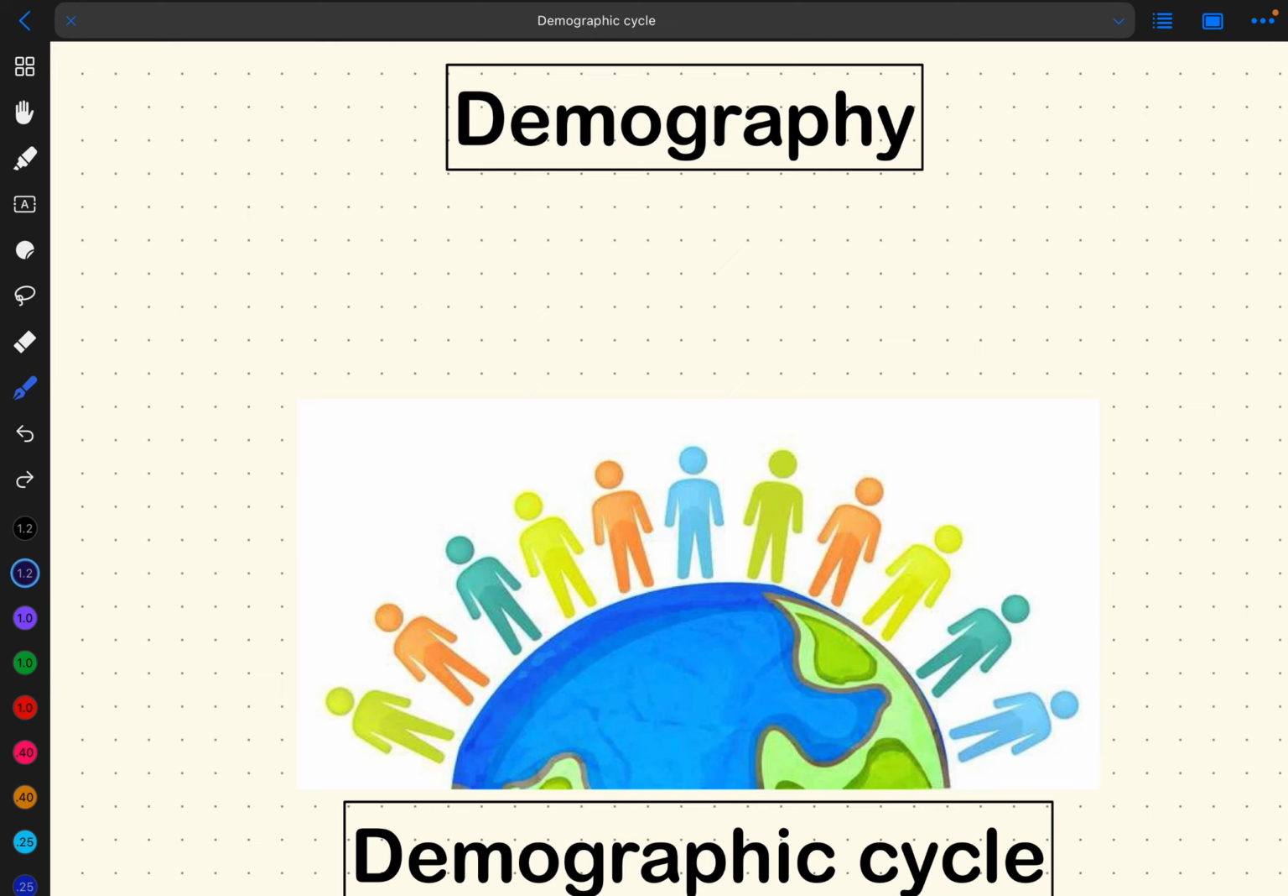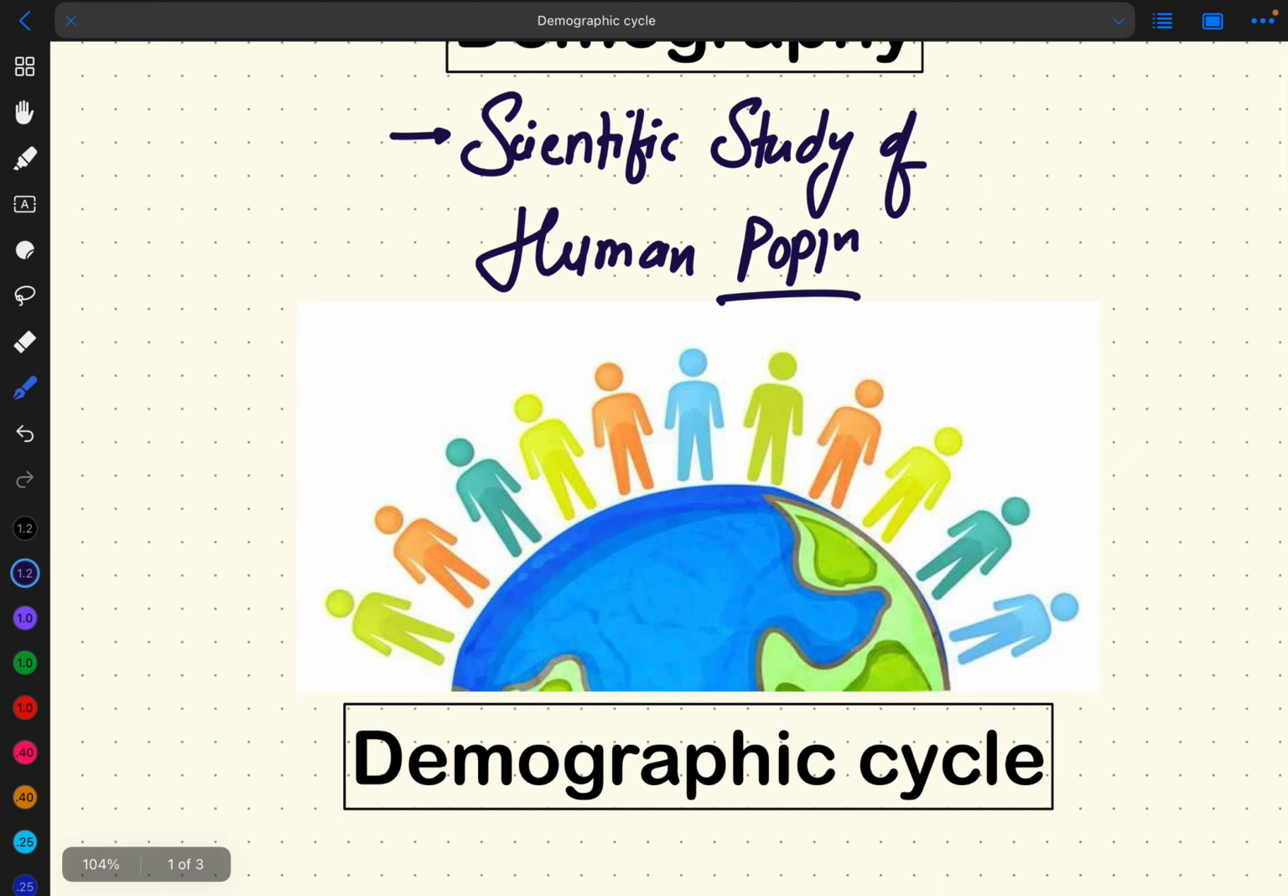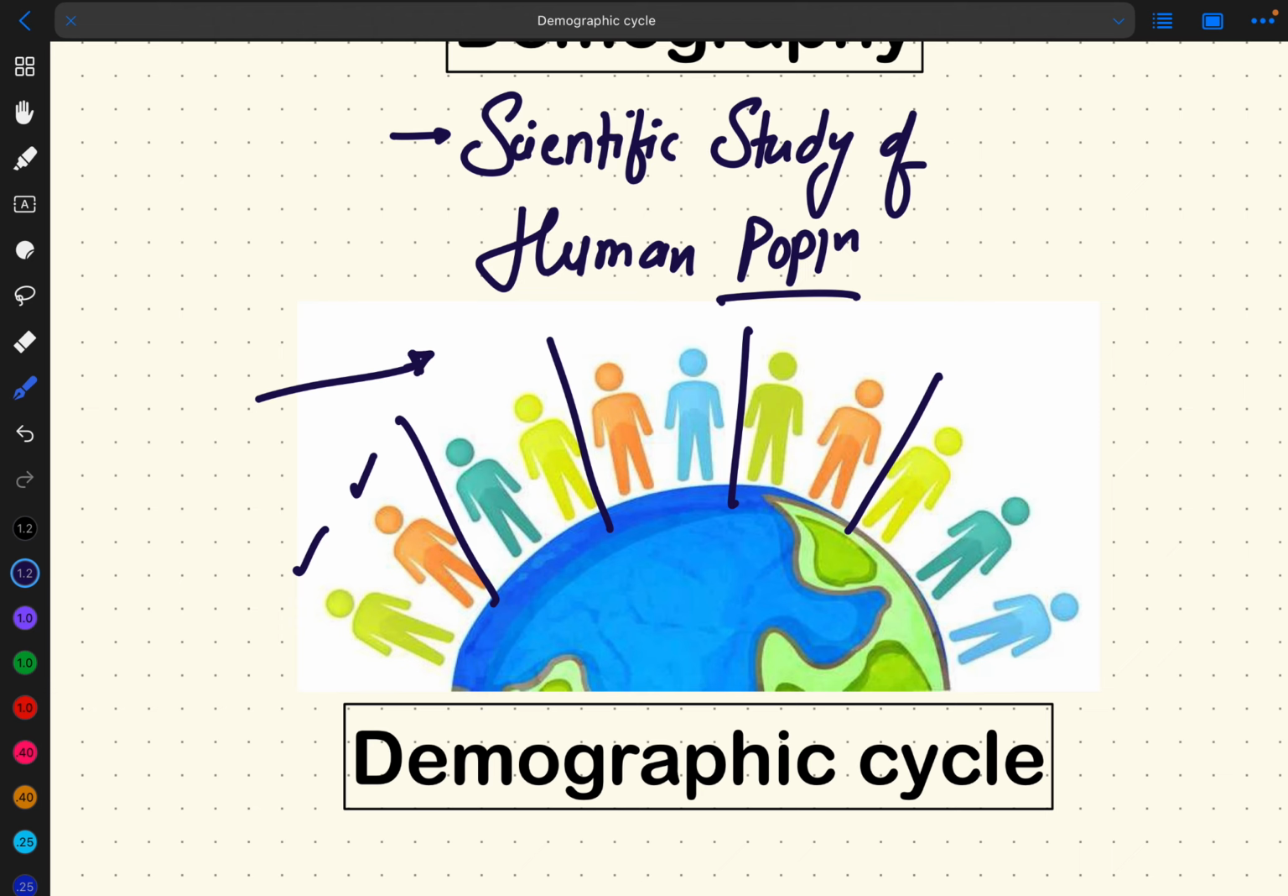So what is demography? It is a scientific study of human population. Okay, it is the scientific study of human population, its variation, variation of states, variation of countries, differing from country to country and state to state. So here we will see what is the demographic cycle.